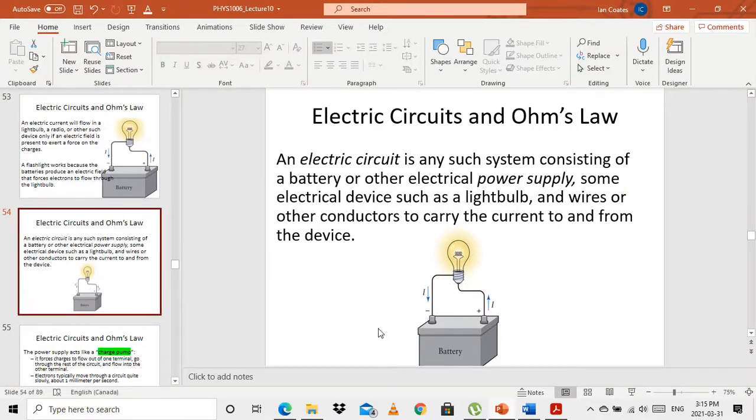An electric circuit is any such system consisting of a battery or another power supply, like the wall, some electrical device such as a light bulb, and wires to carry the current to and from. So this could be the wall, there's your wire, there's your light bulb or your laptop or whatever it is, right? There is your electric circuit, just like the Formula One.